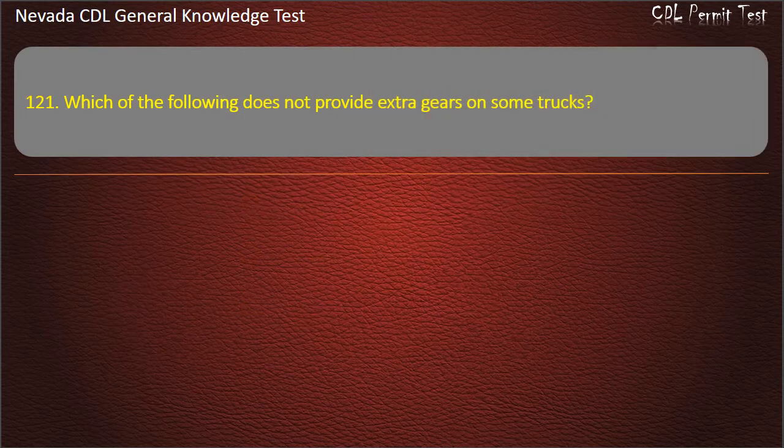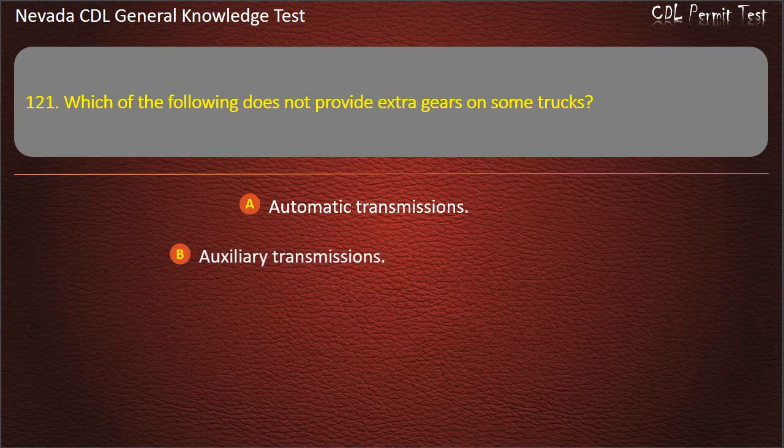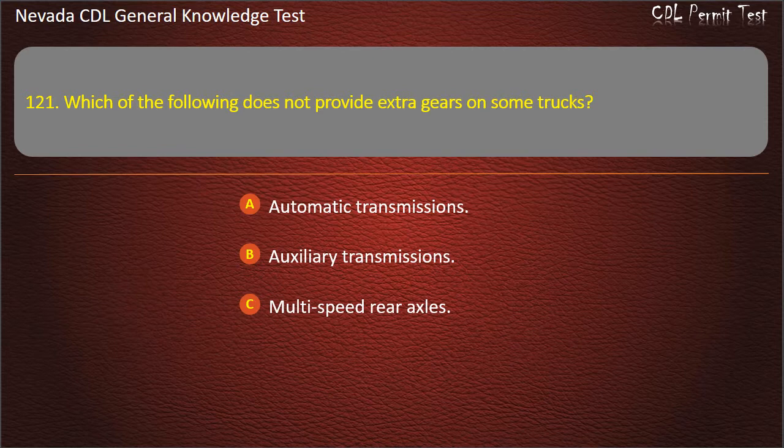Question 121. Which of the following does not provide extra gears on some trucks? Automatic transmissions. Auxiliary transmissions. Multi-speed rear axles. Answer. Automatic transmissions.